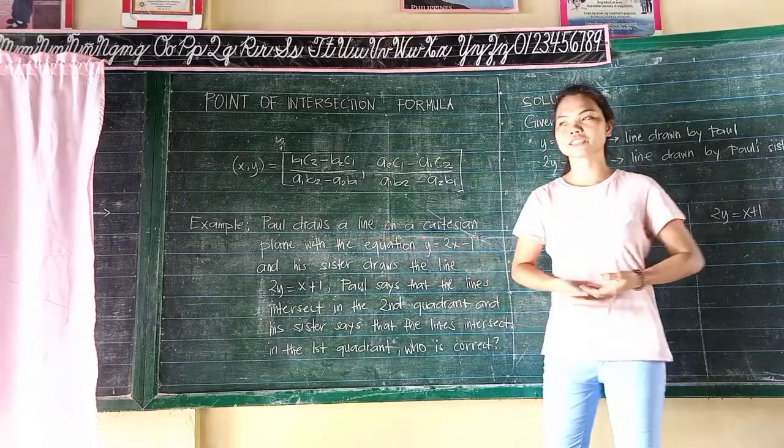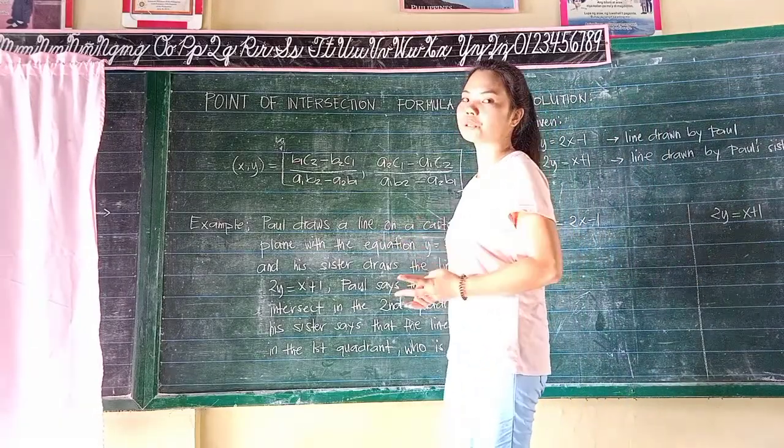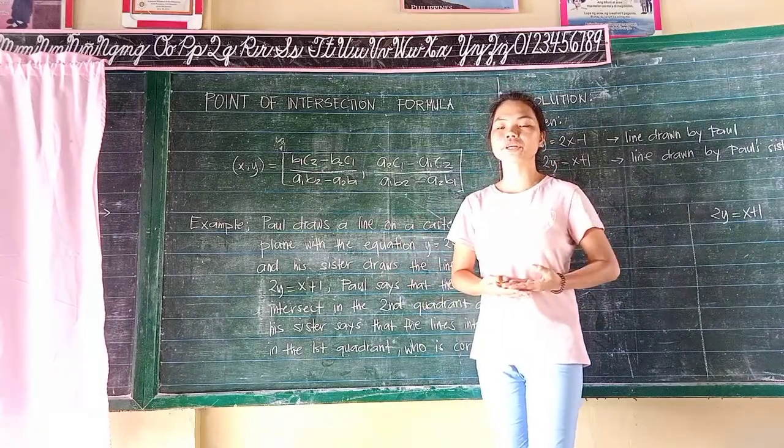The point of intersection formula is used to find the points of intersection of two lines, meaning the meeting points of the two lines.